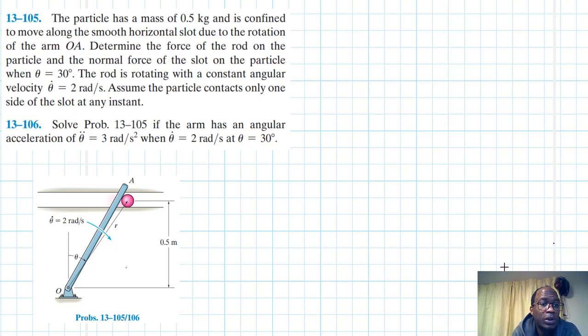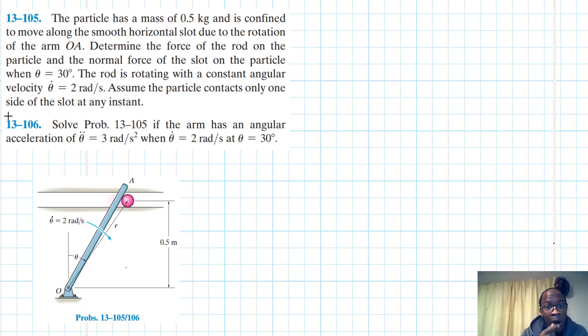The problems both come from Engineering Mechanics: Dynamics, 14th edition, by R.C. Hibbeler. In this video, we are going to solve the first problem, and the second problem will be solved in the next video. In the first problem, the particle has a mass of 0.5 kg and it is confined to move along the smooth horizontal slot.